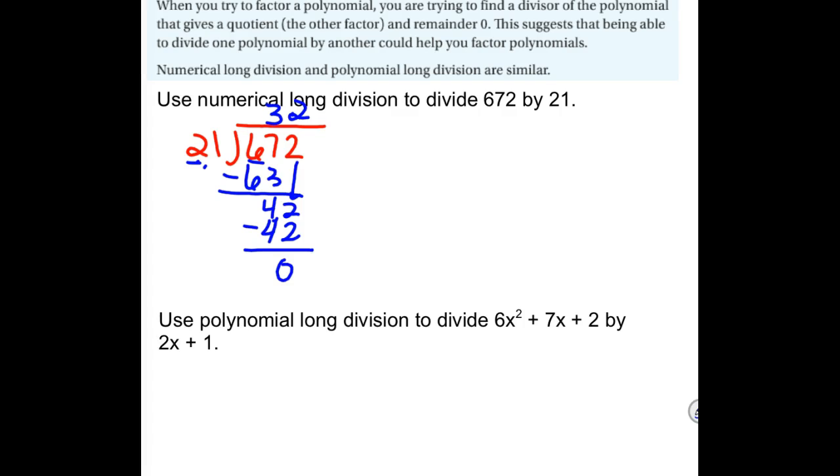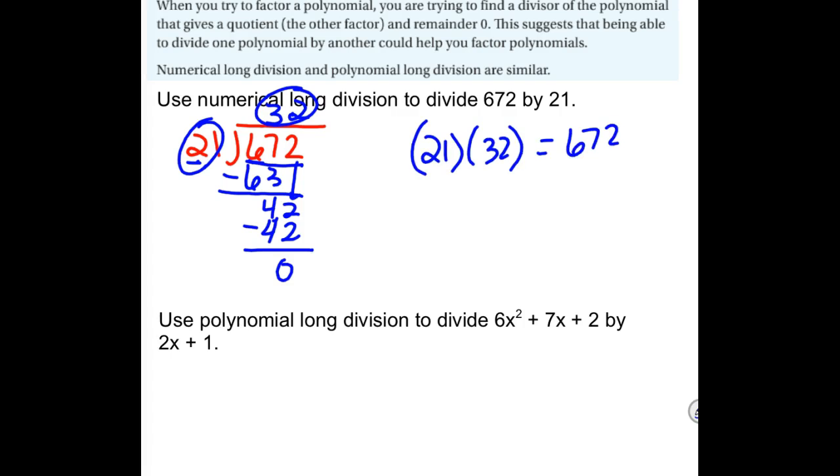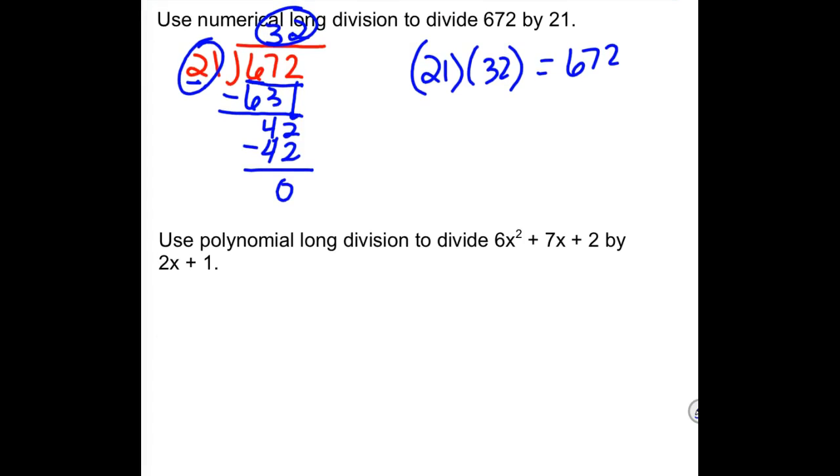Okay? That tells me that 21 is a factor of 672. And the other factor that goes with it is 32. So 21 times 32 would get us 672. Does that make sense? Okay. I want you to compare that question to our next one. Do you see similar numbers?